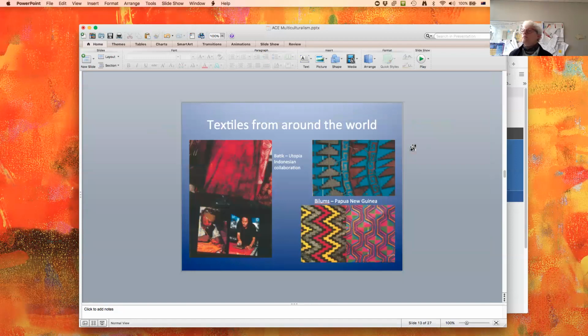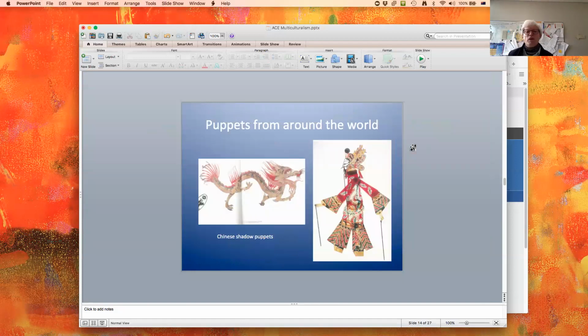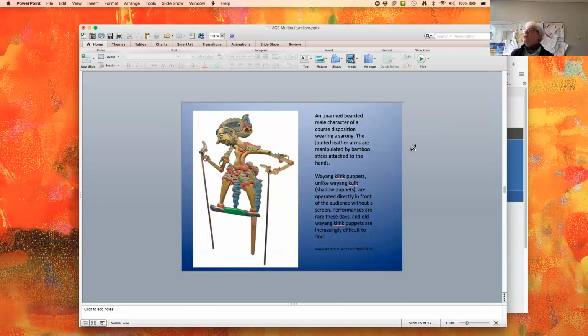Textiles from around the world, puppets from around the world, lovely. So there's wayang klitik and wayang kulit. Wayang klitik are the puppets that perform in front of the audience, such as our image here. Wayang kulit are the shadow puppets, and any child doing a shadow rabbit, good bunny, puppet shows, all sorts of things. That's a really nice way to engage them in the arts and storytelling.